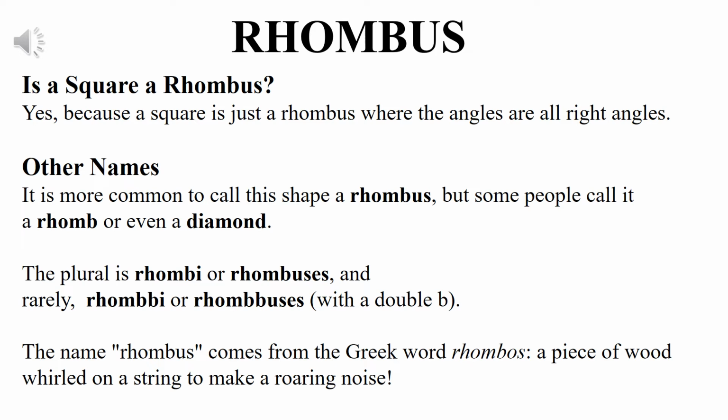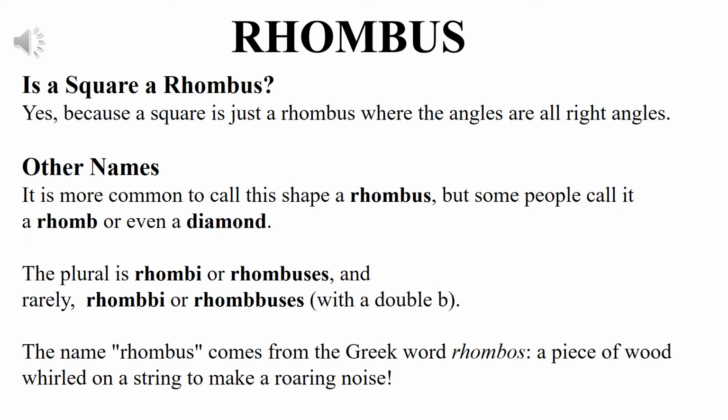Is a square a rhombus? Yes, because a square is just a rhombus where the angles are all right angles. Other names. It is more common to call this shape a rhombus, but some people call it a rhomb or even a diamond. The plural is rhombi or rhombuses.